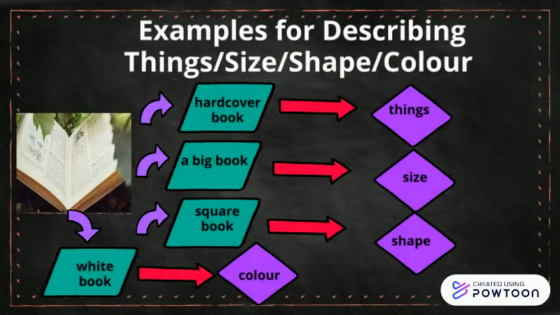Now, describing things. We are talking about a book: a hardcover book, a big book, a square book, a white book. So hardcover is the thing, big is the size, square is the shape, and white is the color of the book. All these words are describing the book, so they are adjectives.